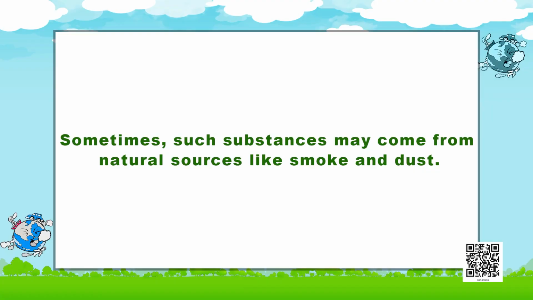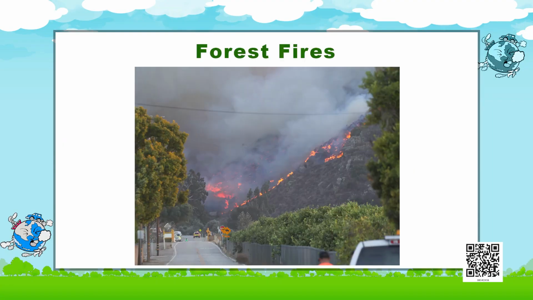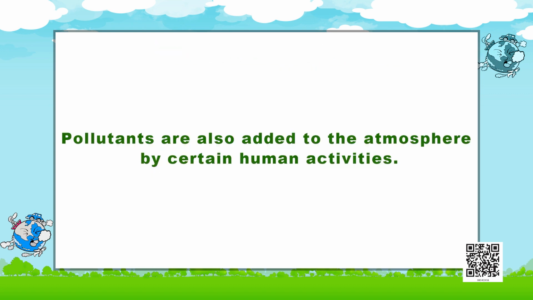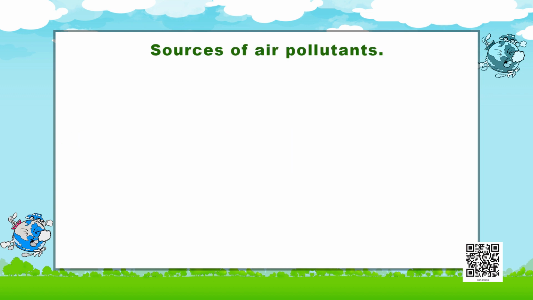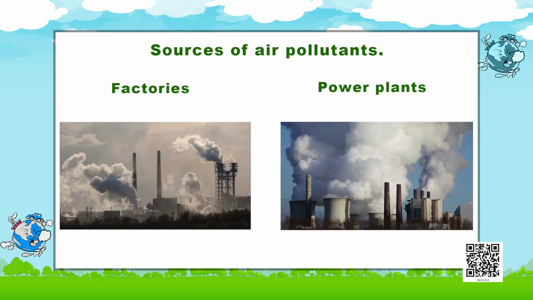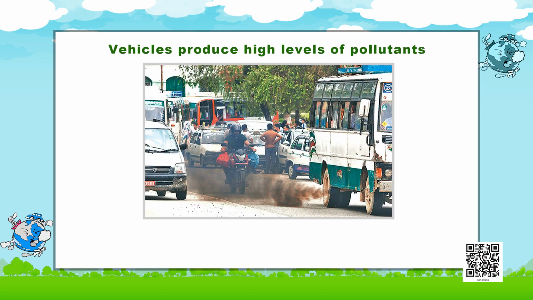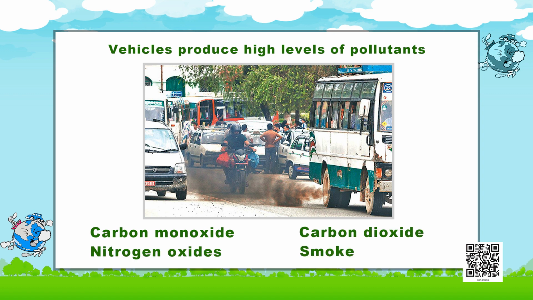Now let us understand how air gets polluted. The substances which contaminate the air are called pollutants. Sometimes such substances may come from natural sources like smoke and dust arising from forest fires and volcanic eruptions. Pollutants are also added to the atmosphere by certain human activities. The sources of air pollutants are factories, power plants, automobile exhausts and burning of firewood and dung cakes. Vehicles produce high levels of pollutants like carbon monoxide, carbon dioxide, nitrogen oxides and smoke.